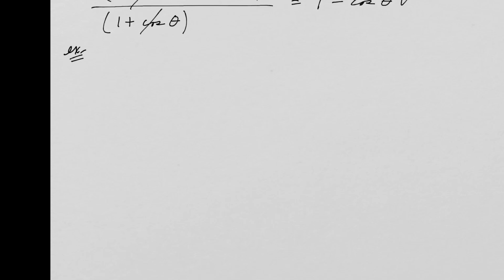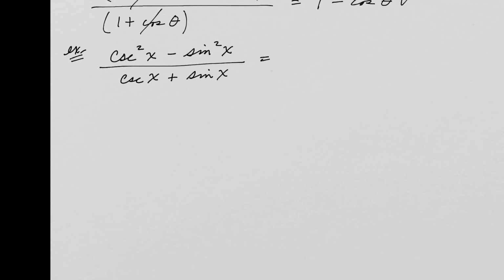Let's say I have cosecant squared of, I'll call x my angle now, minus sine squared of x over cosecant of x plus sine of x. So that equals cosine of x times cotangent of x. We want to prove this, okay? So let's look at the left-hand side. I'm just going to focus on the left-hand side.